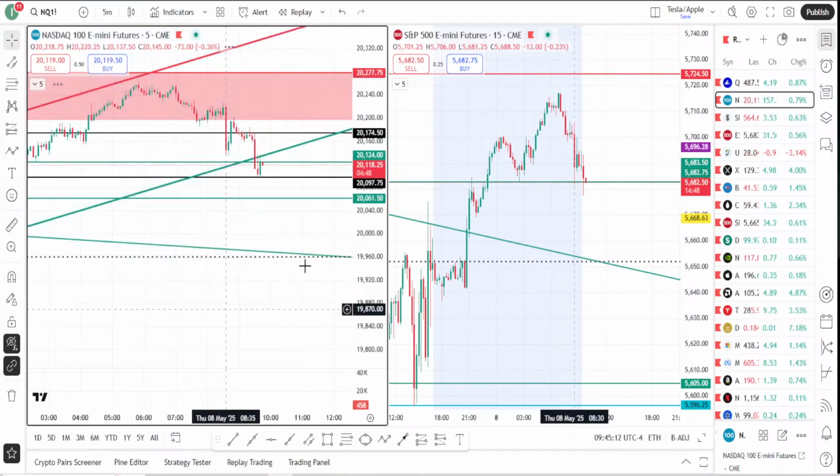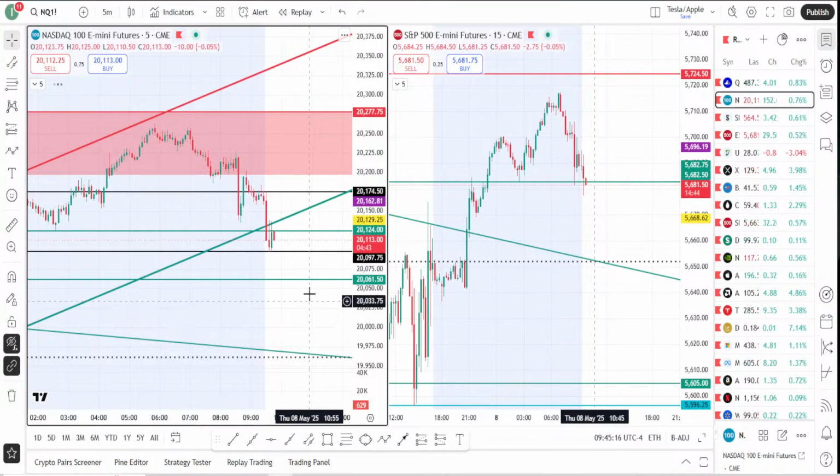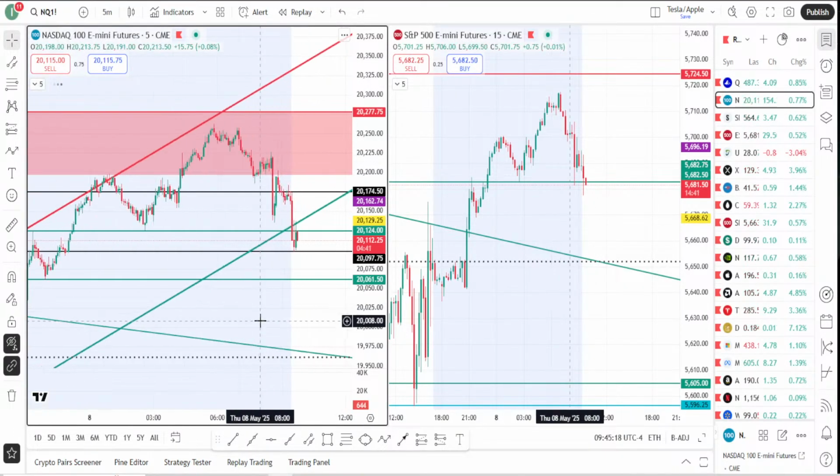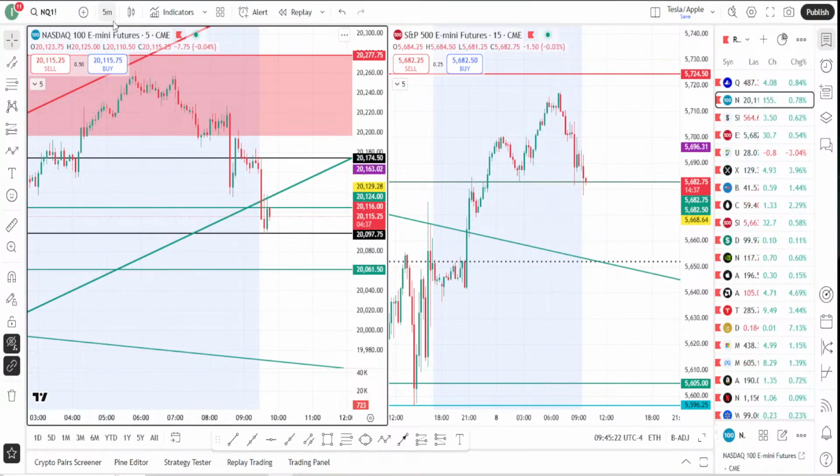Just leave the NQ on the 5-minute time frame. This is what we are going to watch price on most of the time, the 5-minute. We might scale down to the 2-minute from time to time, scale up to the 1 hour from time to time.